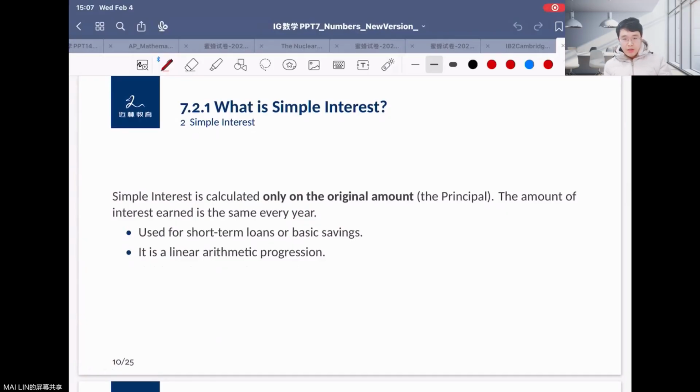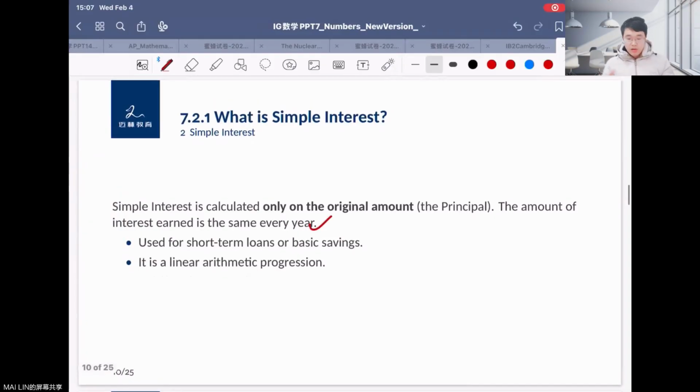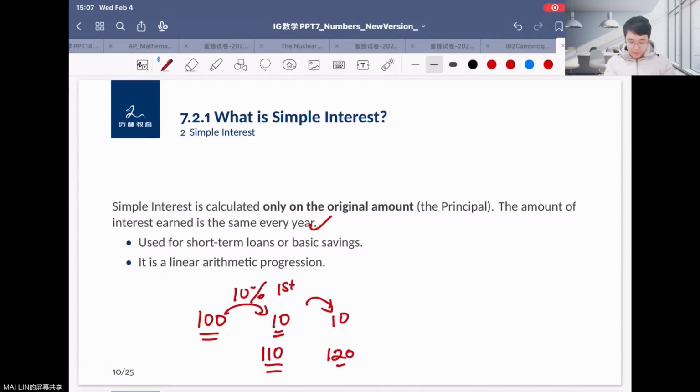So you can find here, you get the same amount every year, and it's used for short-term loans or basic savings. I guess it's very easy. Like here, you have $100 in your account, and the bank manager will tell you that if you deposit your money into our account, we'll give you a 10% simple interest every year. So after a year, you will get $10 in your account, and then you will get 110 for the total amount. This is for the first year. And the second year, you also get 10, and you have 120 for the total amount. That is simple interest.